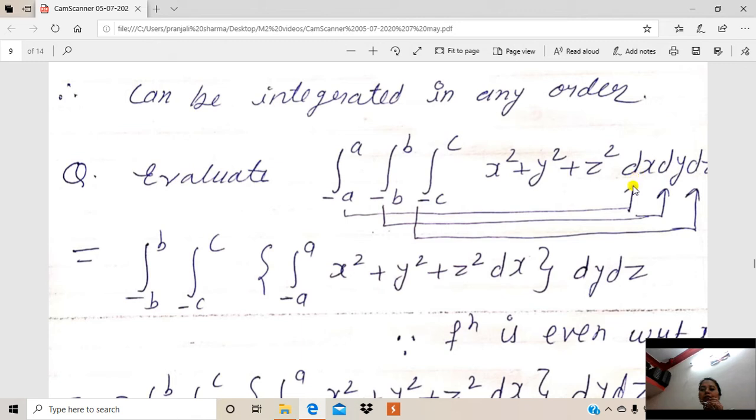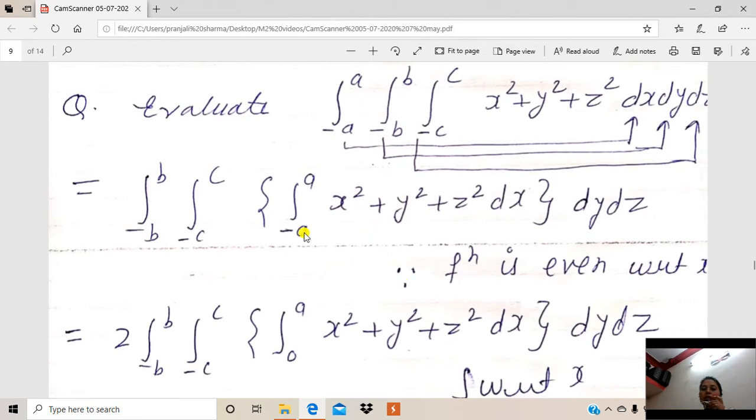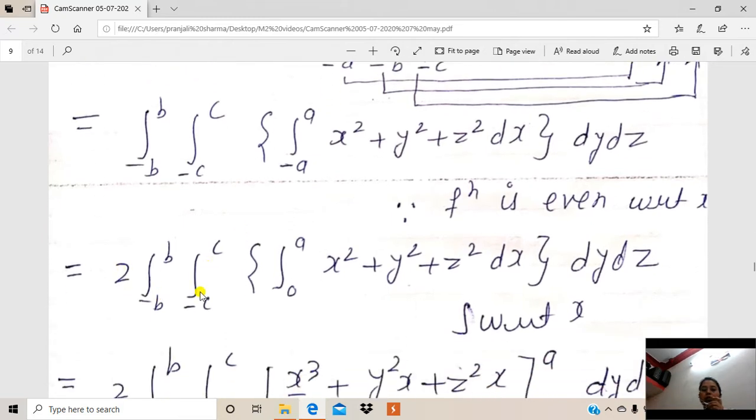First, if we integrate with respect to x, we first check whether the function is even or not, since the limits are from minus a to plus a. The first term x square is even. Even function means f of minus x is equal to f of x. With respect to x, y square plus z square are constants, therefore they can be treated as even function. You have to remember that all the constants are treated as even functions. Since the whole function is even with respect to x, the limits can be changed to 2 times 0 to a.